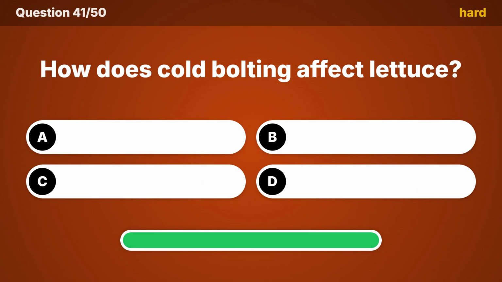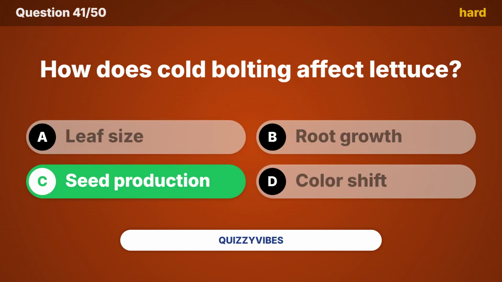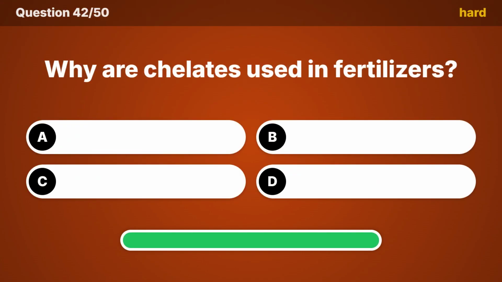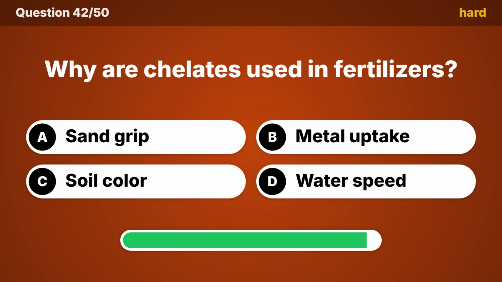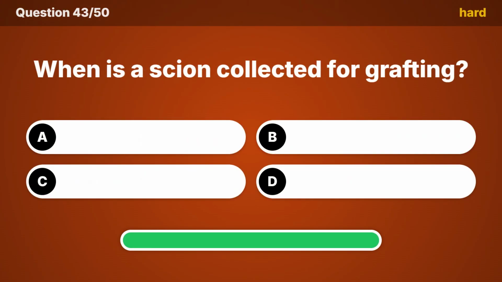How does cold bolting affect lettuce? The correct choice is seed production. Why are chelates used in fertilizers? Answer, metal uptake. When is a scion collected for grafting?